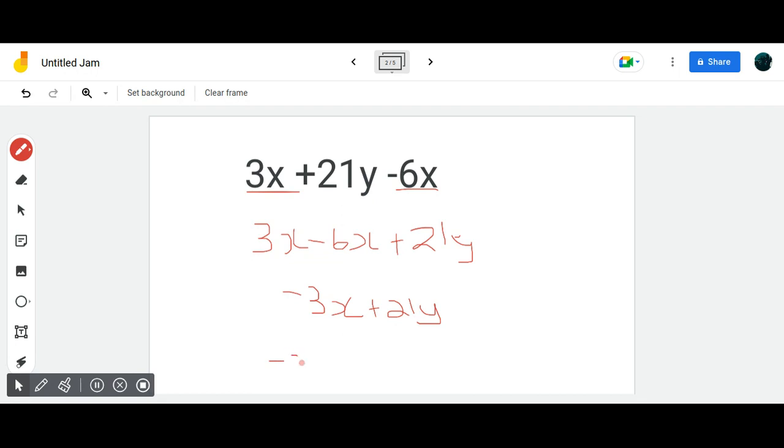So negative 3 into negative 3x is going to leave us with x, and negative 3 into positive 21y is going to give us negative 7y, because negative divided by a negative gives positive, and then negative divided by a positive, or positive divided by a negative, gives negative.